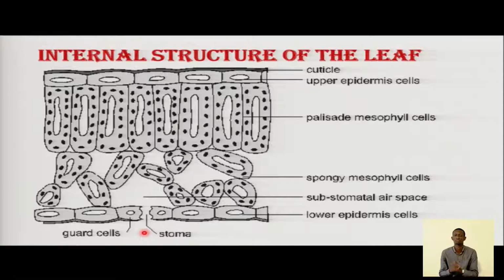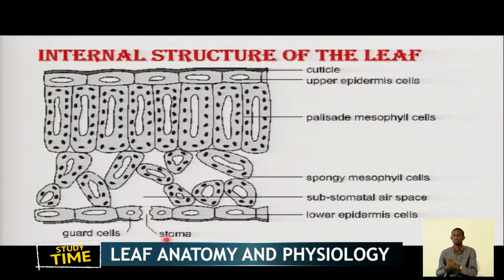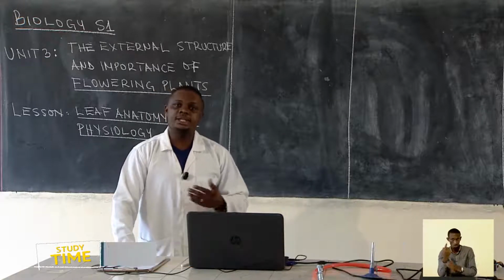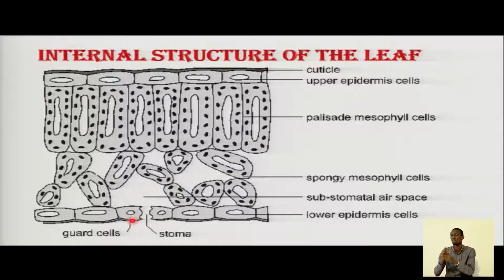That means gas like carbon dioxide can go inside, and then it is used in the process of photosynthesis. Then oxygen can get out. Remember, oxygen is produced as a byproduct of photosynthesis. It can get out through the stoma. Stoma is singular, and in plural we say stomata. Then, as you can see here, we have guard cells. These are guard cells, and their function is to open and close, so that gases can go in and out.